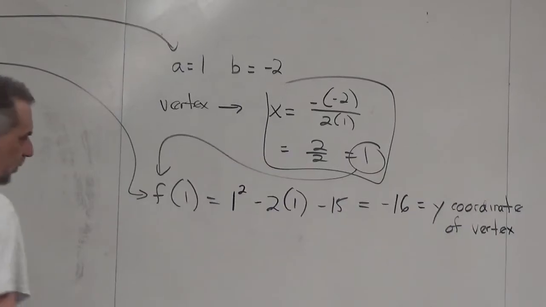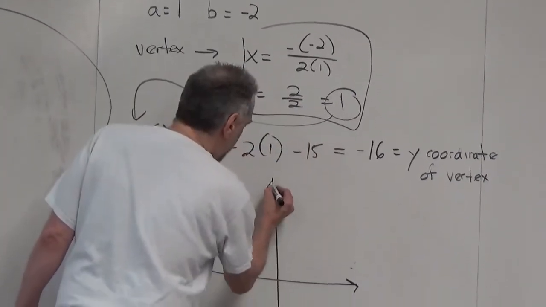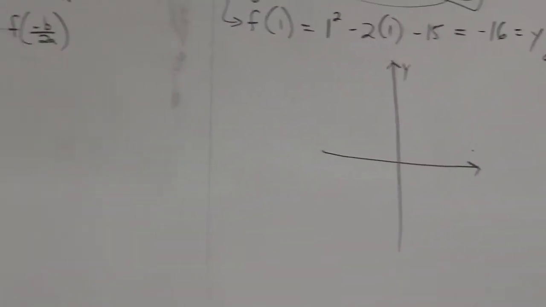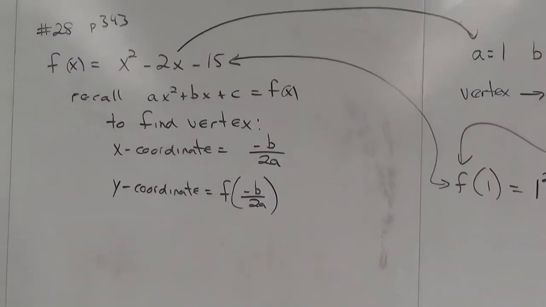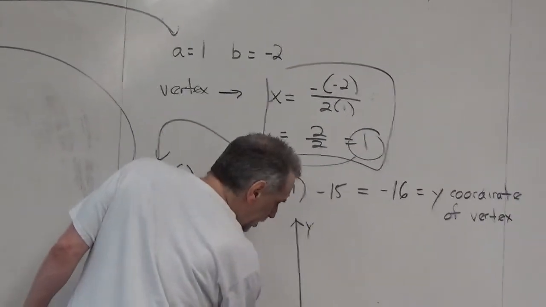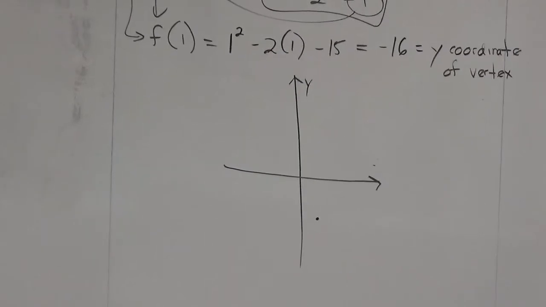All right. So I want to sketch a graph of this, or at least start it. Again, we look at this, the a value is 1, so we know it's a parabola opening upward, and we know the vertex is at (1, -16). And we'll put it somewhere about down here, pretty similar to our last graph.